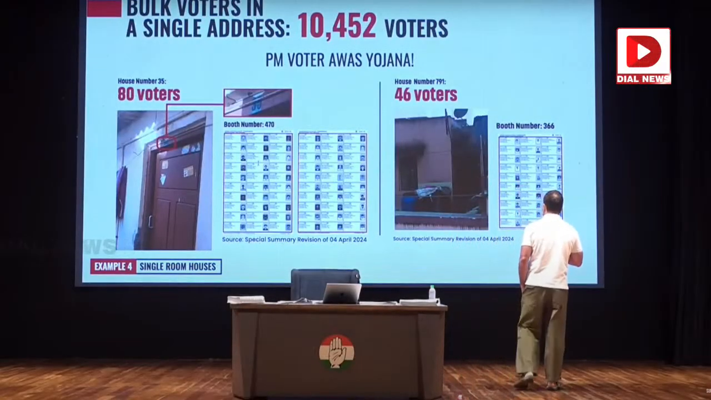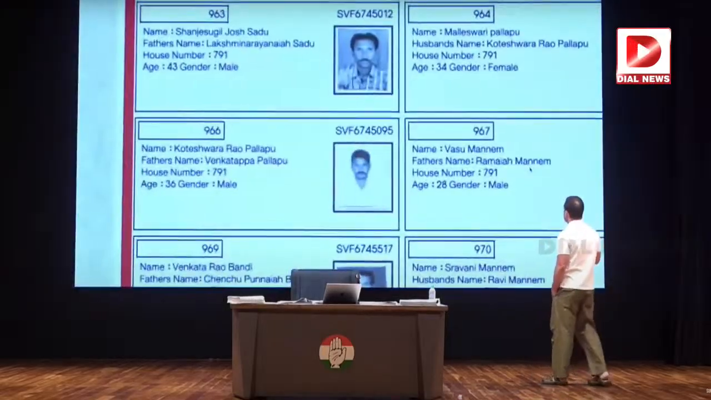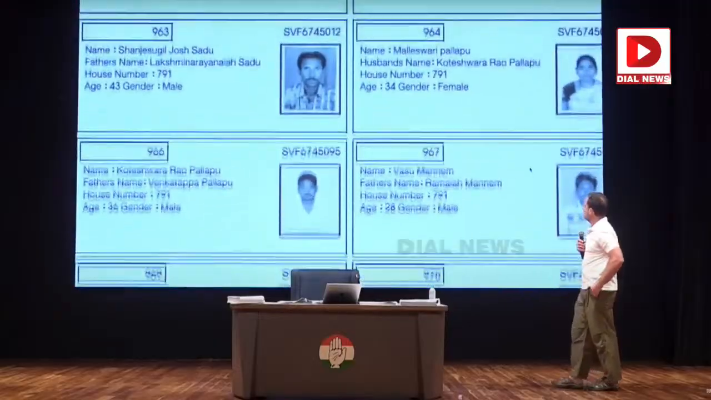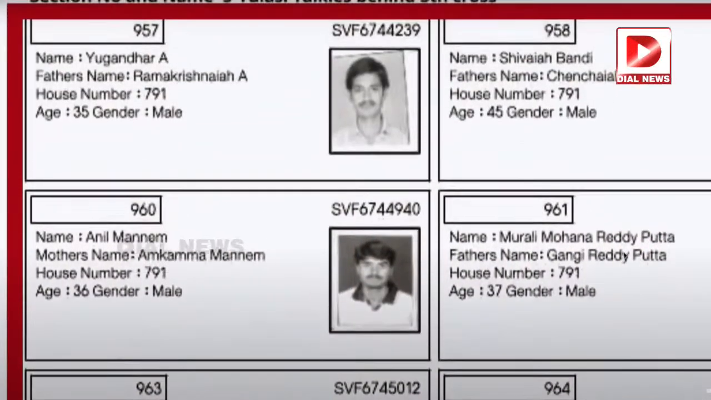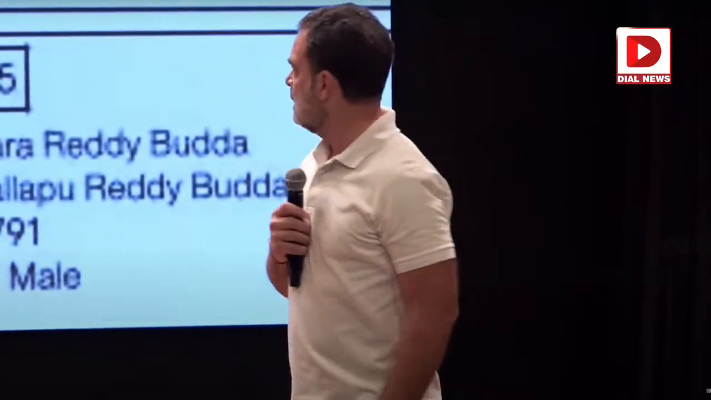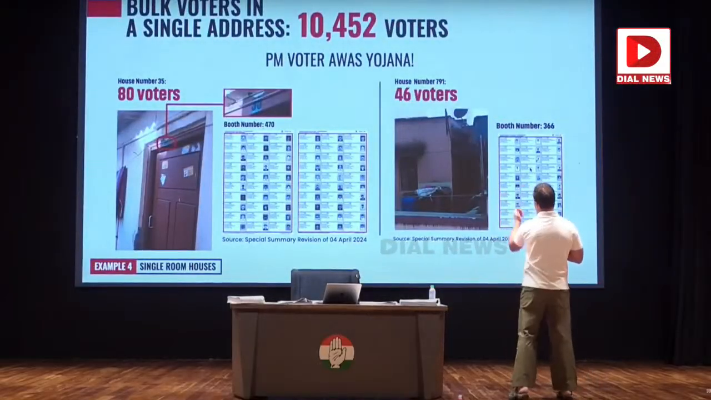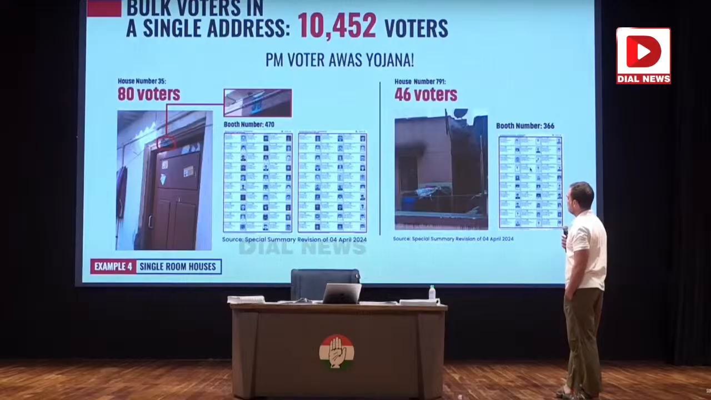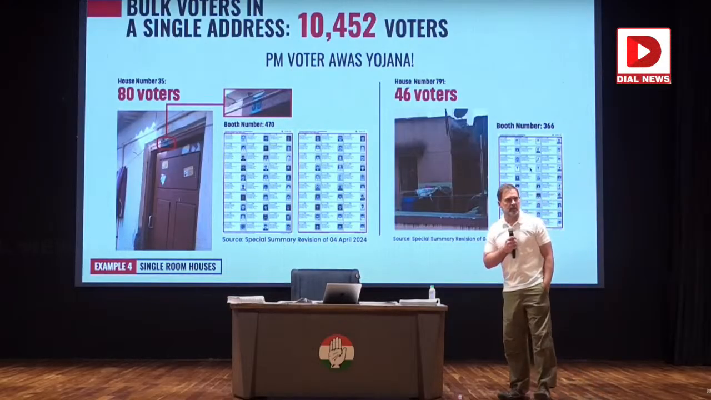Booth number 366. Zoom in a bit on this. 46 voters, all from different families, living in a single bedroom house. And when we go there, they don't exist. Zoom out. So that's a single bedroom. 46 voters living there. Same thing there, 80 voters living there. No sign of their existence.